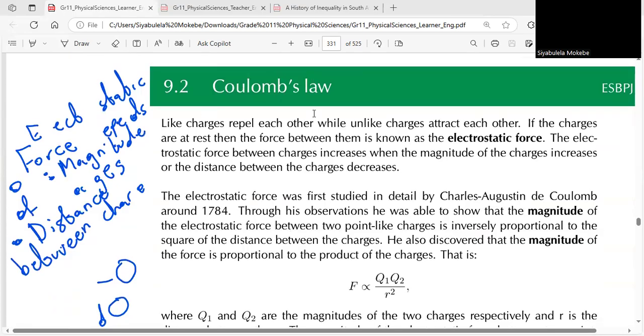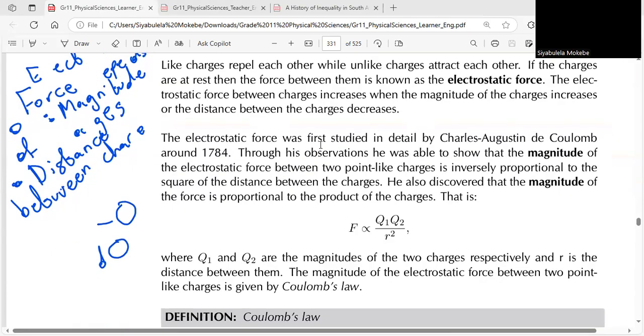So we'll start with Coulomb's law. Like charges repel each other while unlike charges attract each other. If the charges are at rest, then the force between them is known as the electrostatic force. The electrostatic force between charges increases when the magnitude of the charges increases or the distance between the charges decreases. The electrostatic force was first studied in detail by Charles Augustin de Coulomb around 1784.